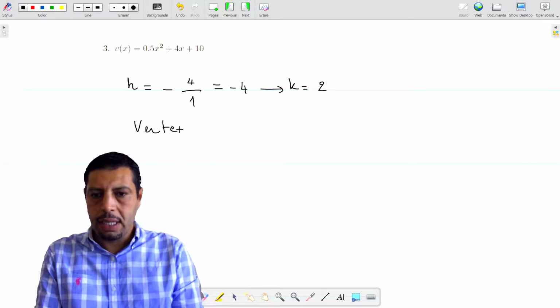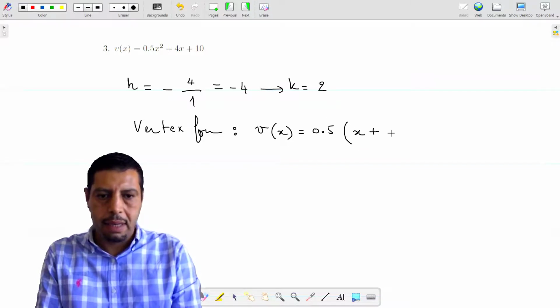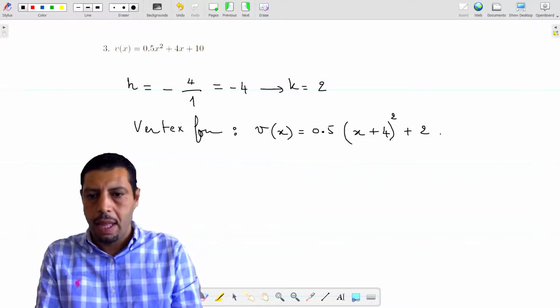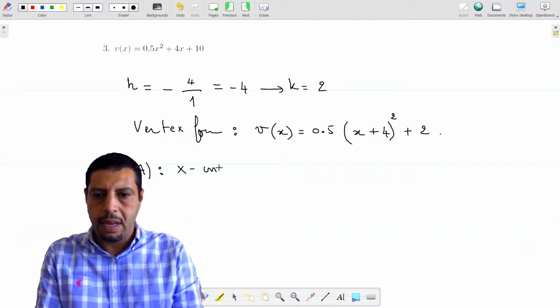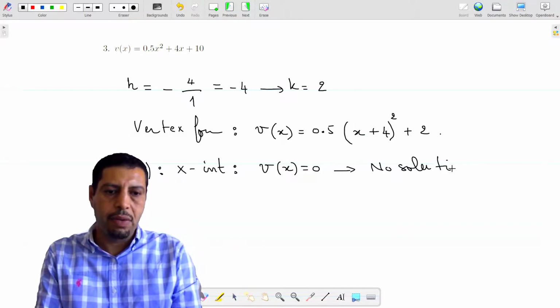Then the vertex form is v of x equals 0.5 times (x plus 4) squared plus 2, because h is equal to negative 4, so x minus h is x plus 4, and k is 2, okay? You solve v of x equals 0 to find the x-intercepts, and in this case you will find no solution, okay? And since there is no solution for this equation, there is no x-intercept.